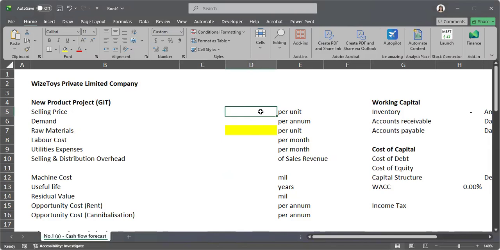Selling price per unit is $90 and the demand is 72. Raw materials is 25 per unit.